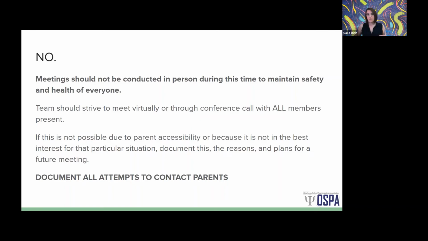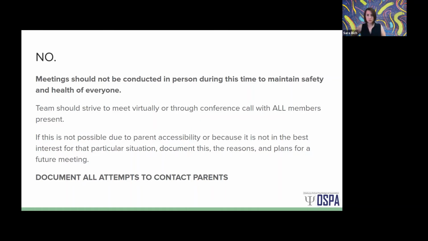So we're trying to limit exposure. During this time, right now, you can't have face-to-face meetings. However, you can and should be trying to meet virtually or through a conference call with all of your team members. You're going to hear that term virtual a lot, but like I said at the very beginning, virtual is going to look very different depending on what school you're in, what that school's resources are, what the parents' resources are.